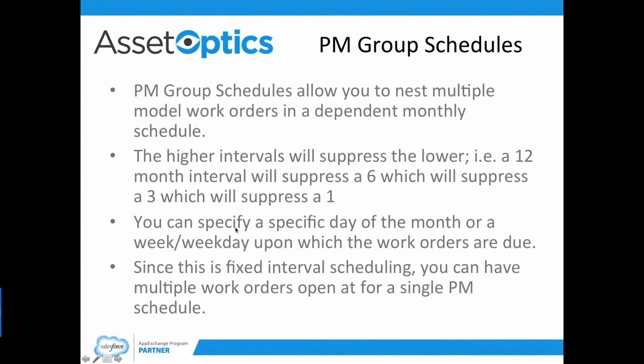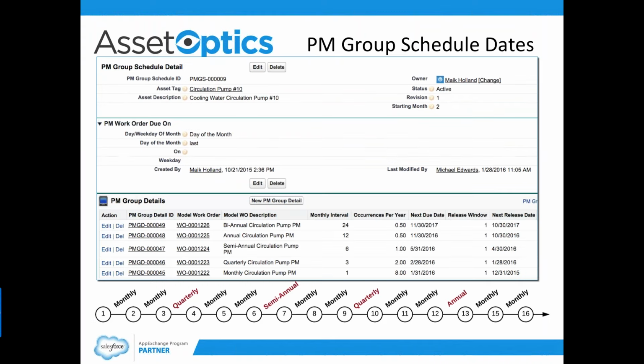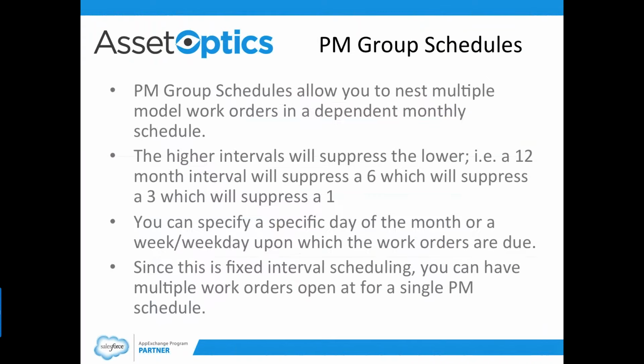The other thing is that you can be much more granular on the group schedules when you can specify a day of the month or a specific weekday permutation when the work orders are going to be due. Now, this is a fixed interval scheduling logic because we are specifying the day of the month or the weekday permutation. And you can have multiple work orders open for a single PM group schedule all at one time.